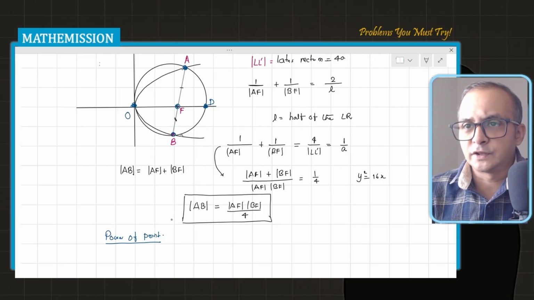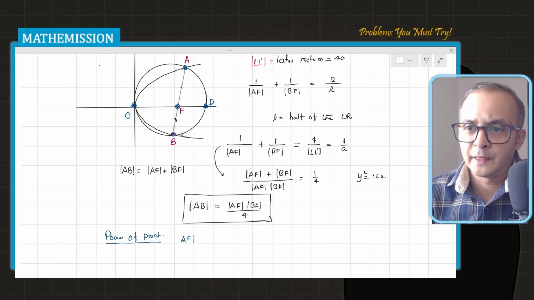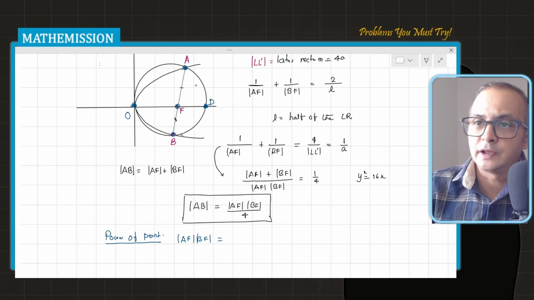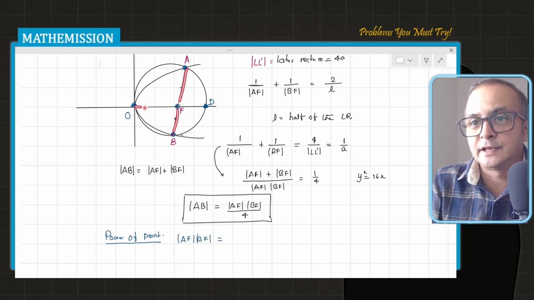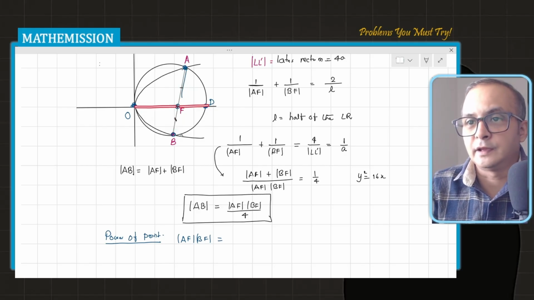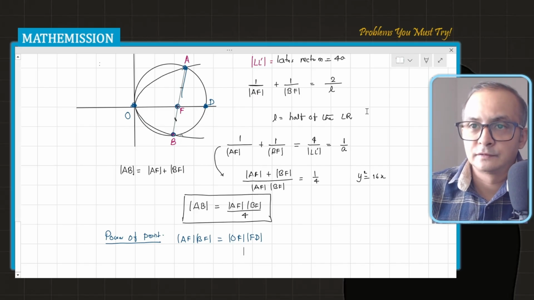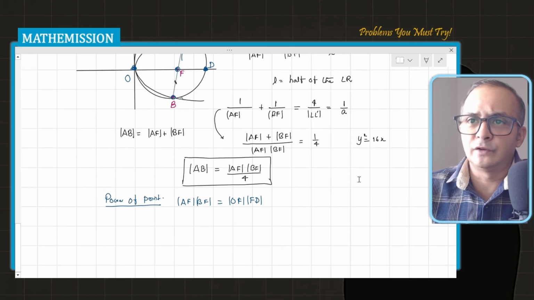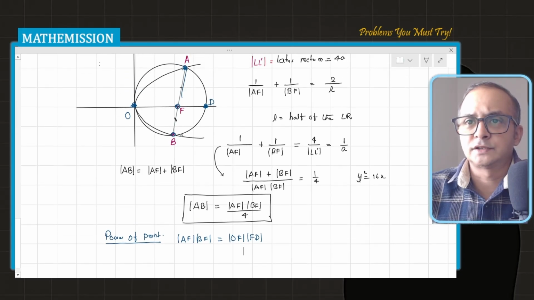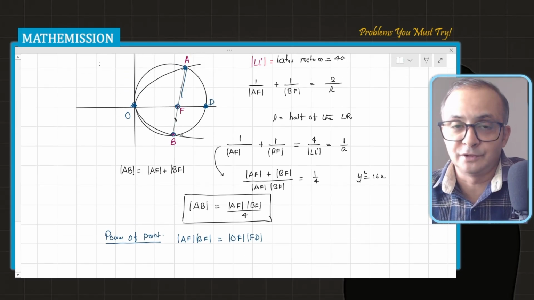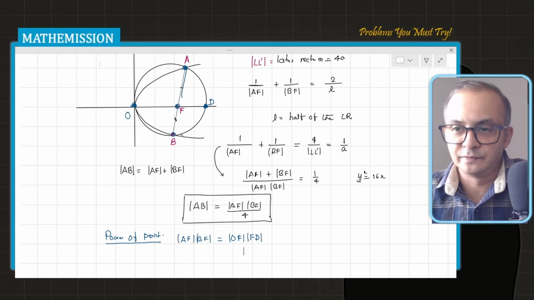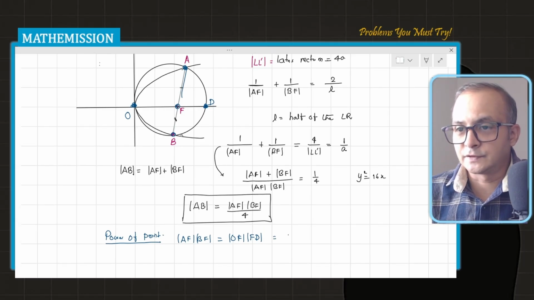So what we can write for this power of point, I can write AF into BF is equal to OF into FD. And what is OF? OF is exactly the value of A, because this parabola and the circle are intersecting at the origin. So this will give you A, that is 4.